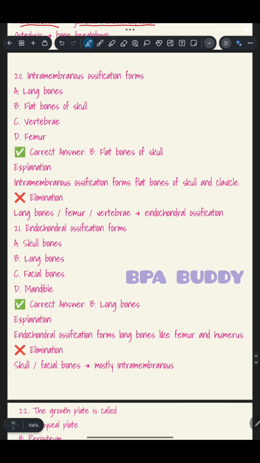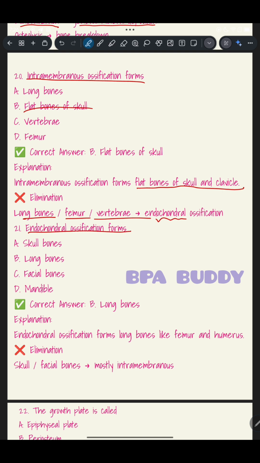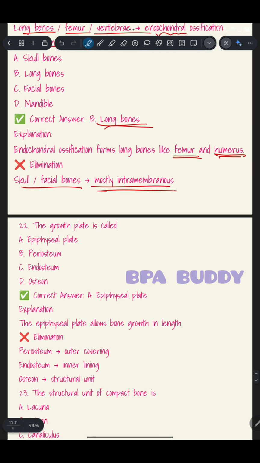Intramembranous ossification forms the flat bones of skull. So intramembranous ossification forms flat bones of skull and clavicle, and long bones, femur, and vertebrae are all endochondral ossification. Endochondral ossification forms long bones, for example, femur and humerus. Skull and facial bones are mostly intramembranous ossification.